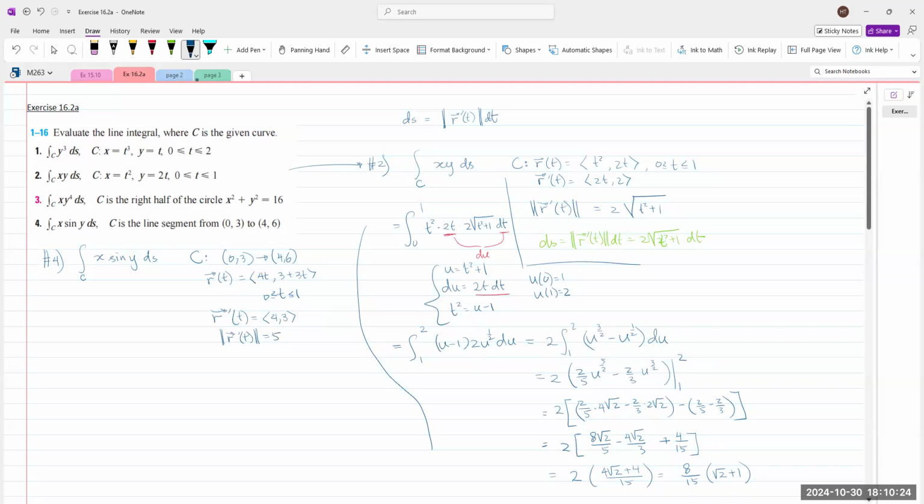Okay, so when I do the substitution, it will be the integral from 0 to 1. x will be 4t, sine of 3 plus 3t, times 5 dt. Okay, I can factor the 20 out: 20 times the integral from 0 to 1 of t sine of 3 plus 3t dt. From here, I will do integration by parts.